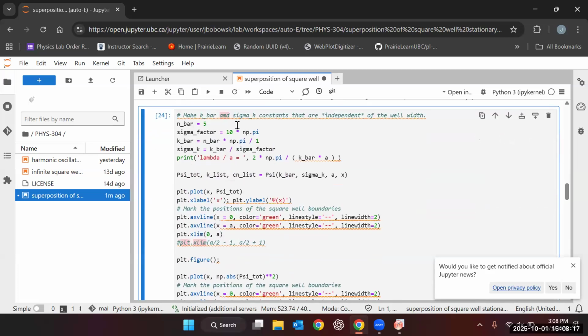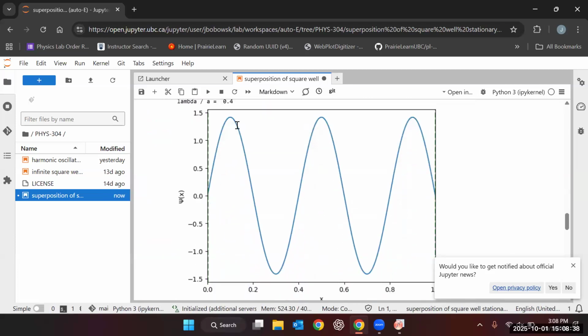And here's where we actually make the plots. The way I make sigma k is I take some constant and divide it by sigma factor. So this is just making it equal to that 1/2 that we said. I'm going to execute this and plot it.